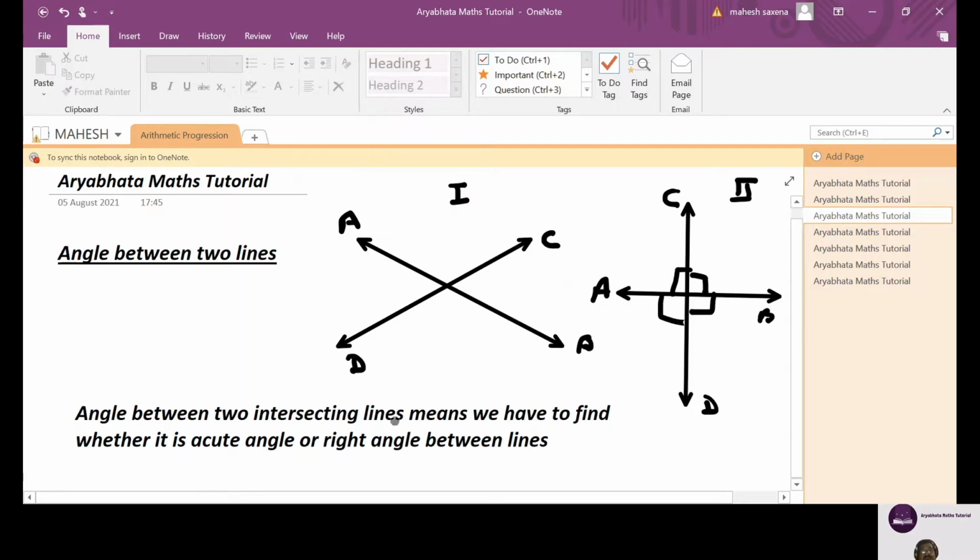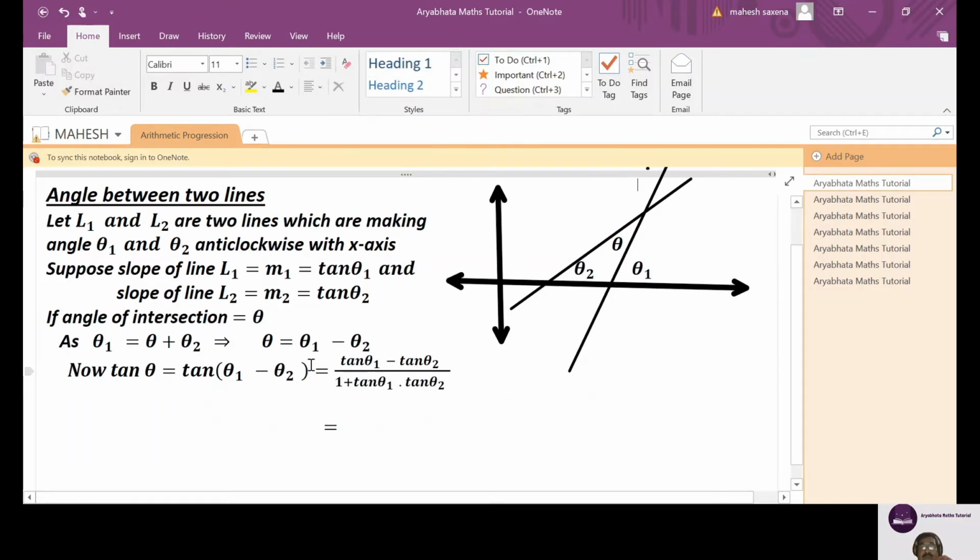Angle between two intersecting lines means we have to find whether it is an acute angle or a right angle between the lines. Now I am describing the method by which you can find the angle between two straight lines. Let line AB be making a θ1 angle with the x-axis anticlockwise and its slope is m1.